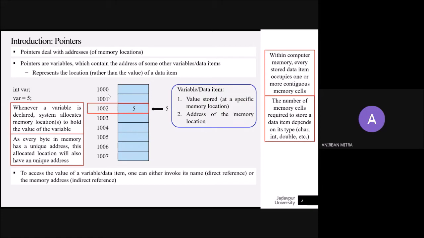So there are two different ways of accessing this value, just as there are two ways of calling you. One is invoking its name, which is known as the direct reference. The other is to go for an indirect reference, whereby you refer to the address, or the memory address, of where this variable is stored.